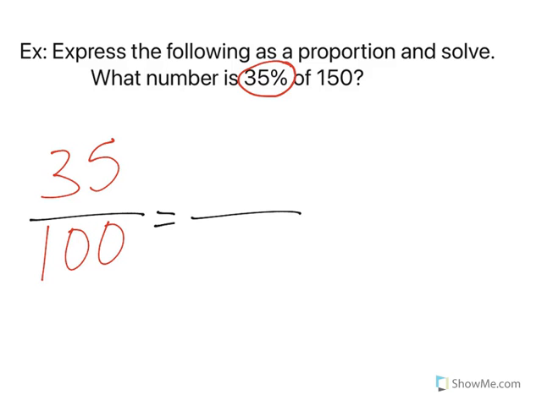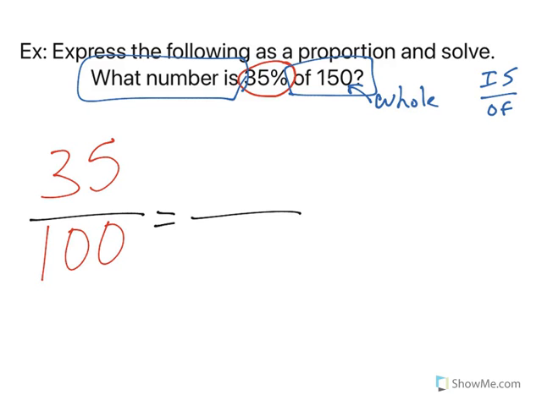Now the other side. Remember we want is over of. Well, is what number of 150? The reason of goes on the bottom is because 35% of 150, this is the whole amount. So 150 is with the word of, it's the whole, goes on the bottom. What number is, we don't know, so the x goes on the top. And now we have ourselves a proportion.